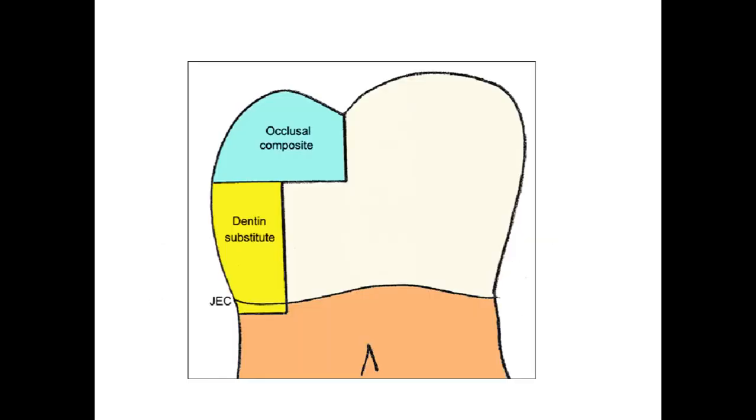So this ends today's lecture. This step requires etching of the glass ionomer, and the etching is not required in the cases where the resin modified GIC is used as a base.